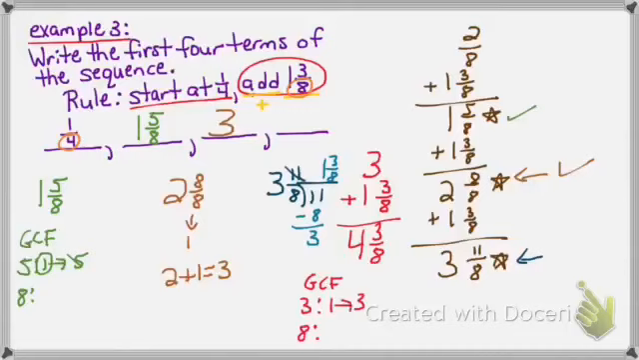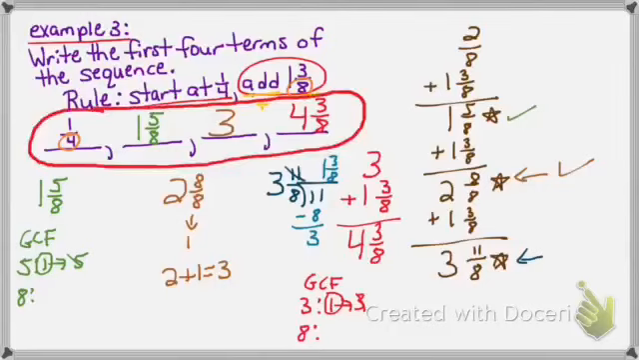Factors of 3 are 1 and 3. 2 doesn't work, so I'm done. Is 3 a factor of 8? 3, 6, 9, no it's not. The GCF is 1, and when the GCF is 1, my fraction is done. So 4 3/8 is good the way it is.